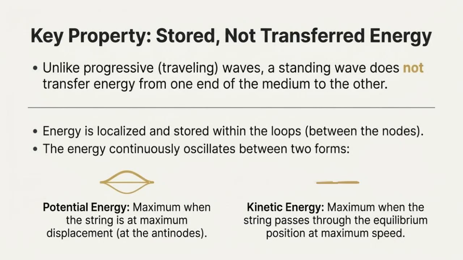Standing waves are different from traveling waves because they don't transfer energy from one end of the medium to the other. Instead, the energy is confined within specific regions called loops, which lie between the nodes. Within these loops, energy keeps shifting back and forth between two forms. It reaches its highest potential energy when the string is at its greatest displacement, which happens at the antinodes, and reaches its highest kinetic energy when the string moves through the equilibrium position at its fastest speed. This constant oscillation between potential and kinetic energy is what characterizes the stored energy in standing waves.